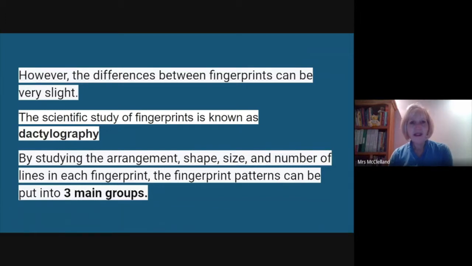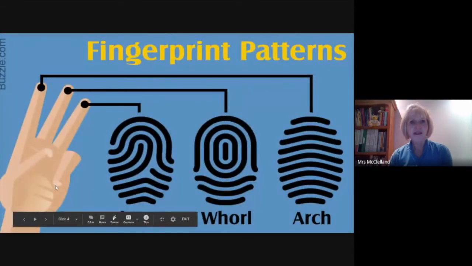The scientific study of fingerprints is known as dactylography. By studying the arrangement, shape, size, and number of the lines in each fingerprint, the fingerprint patterns can be put into three main groups. And that's what you're going to try and do with your fingerprints. You're going to see if you can work out which of the three main groups each of your fingerprints fits into. So these three groups are loops, whorls, and arches.